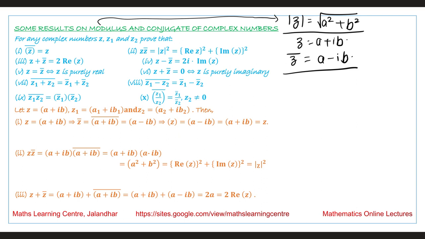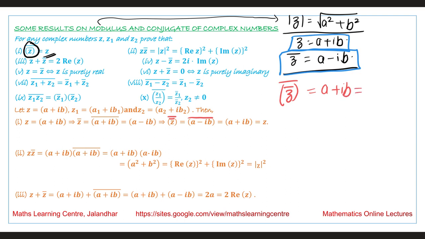The first property we are going to prove is that the conjugate of z bar is equal to z. To prove this result, suppose z is a number of the form a plus iota b, then z bar will be a minus iota b. Now if we calculate the conjugate of this number, we again obtain a plus iota b, and this is equal to z. So the conjugate of z bar is equal to z.